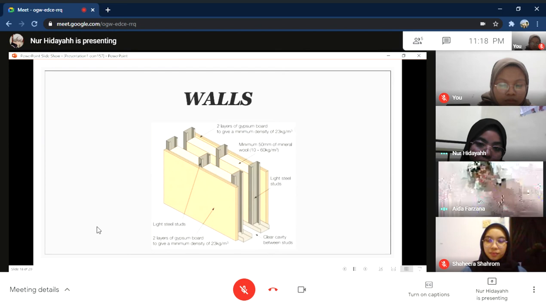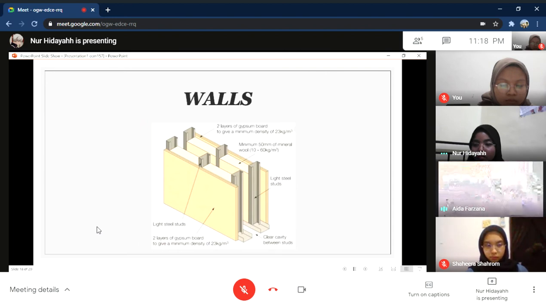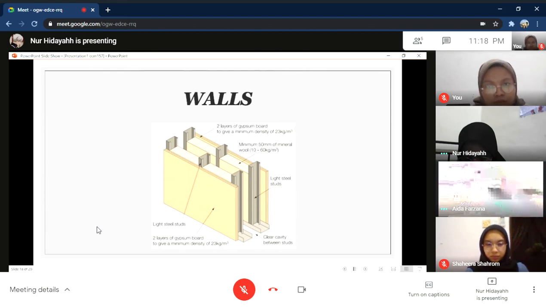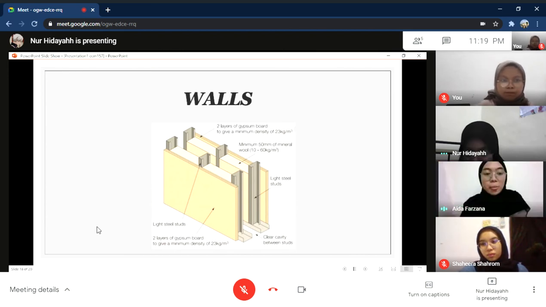Okay, next is roof. Because a hospital is a tall building, it is much more suitable to choose a flat roof than a pitched roof, because a flat roof is much cheaper and easier to install than a pitched roof.